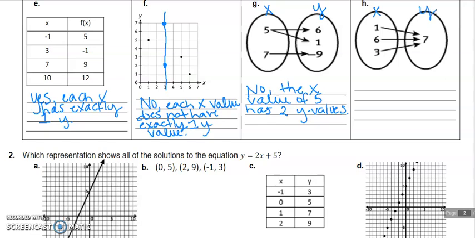All right, letter H, again, I have my mapping. I have my x's and my y's. (1, 7) is an ordered pair, (6, 7) is an ordered pair, and (3, 7) is an ordered pair. So this is a function. There are no x values that have more than one y value. Remember, the y can have more than one x. This is a cheating y, but it can't be a cheating x, and these are not cheating x's. So this is a function, and we can just say each x value has exactly one y value.